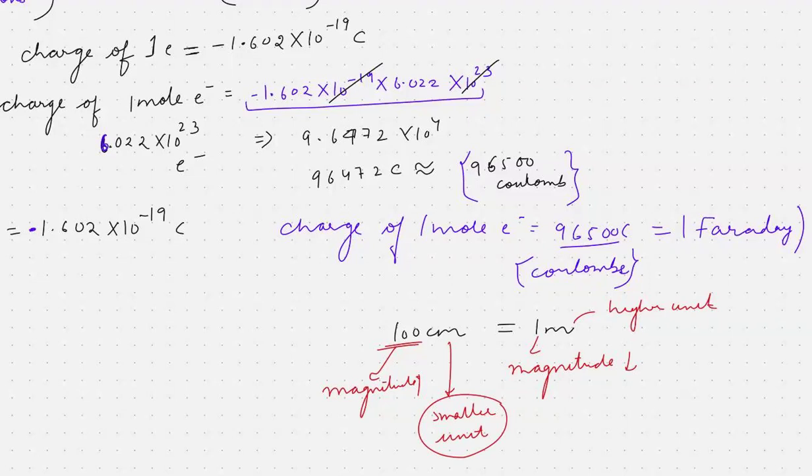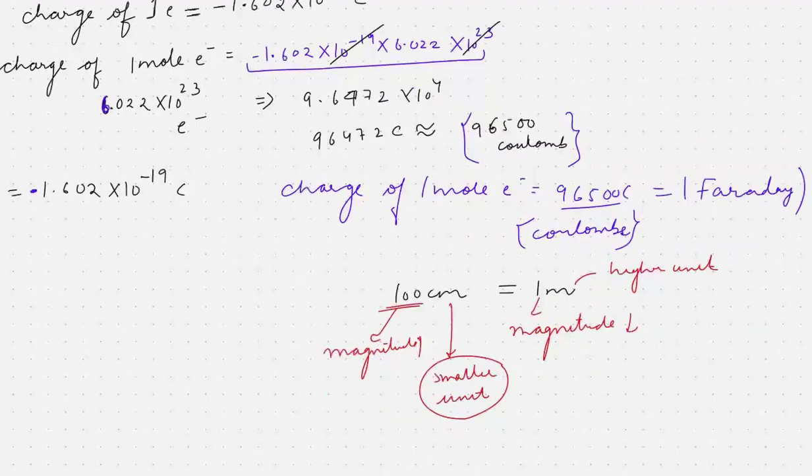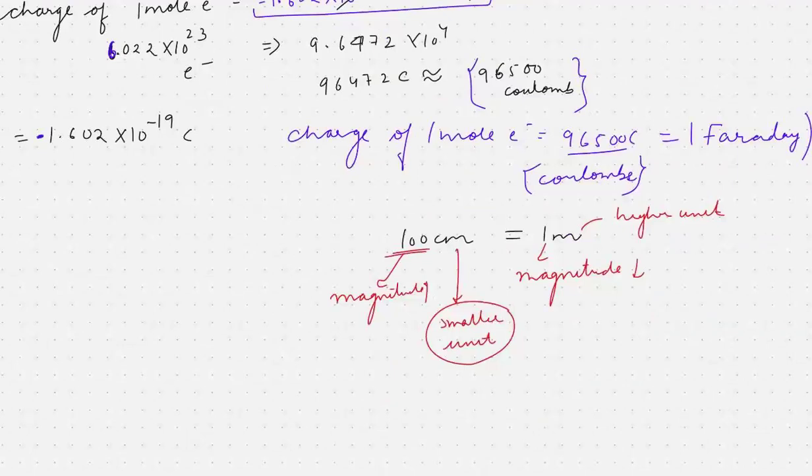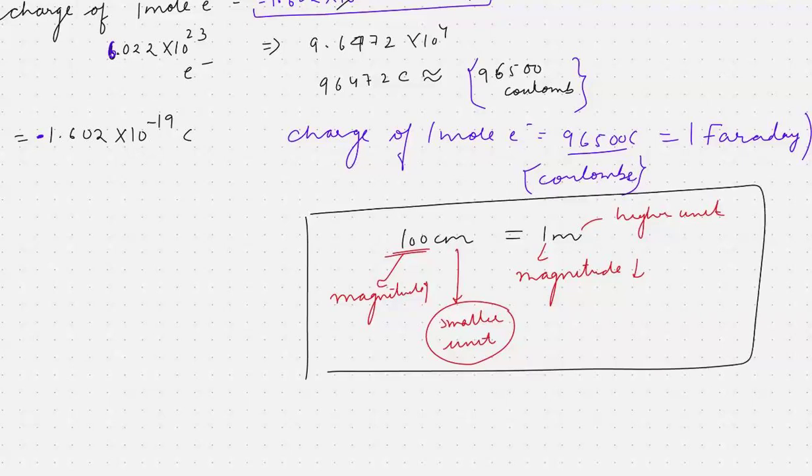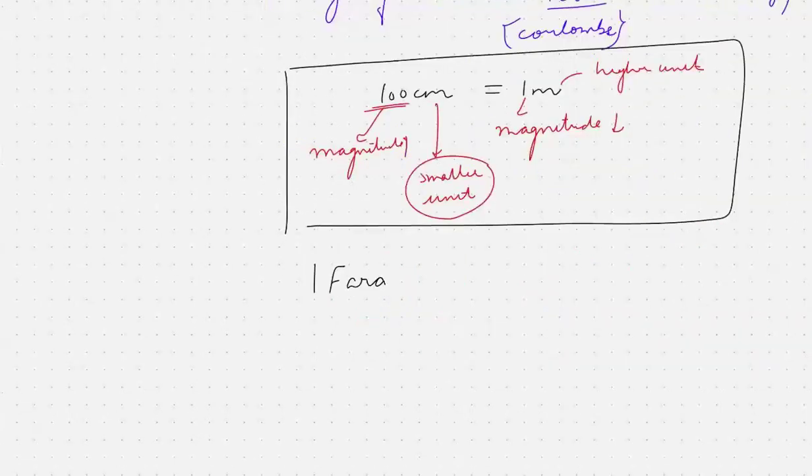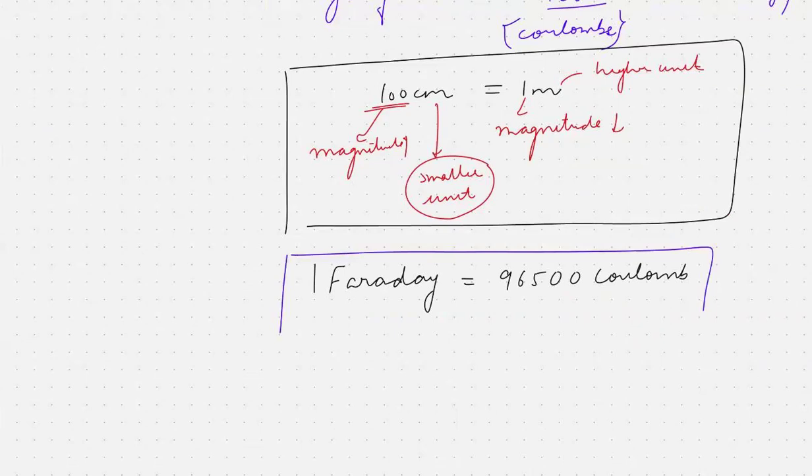Similarly, when the unit is smaller, I will have to give you 100 small centimeters to make it equal to one big meter. Got the point? It's like that. So you understand that when we have this relation, similarly, when I say that 1 Faraday is equal to 96500 coulomb, so 1 Faraday is going to be 96500 coulomb.